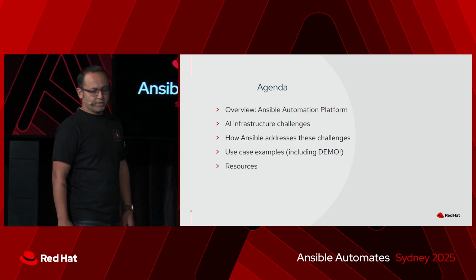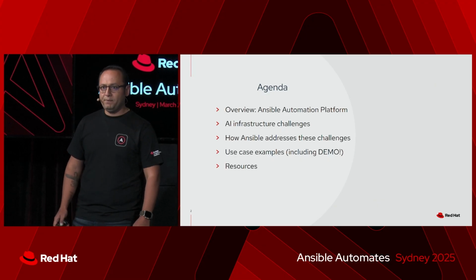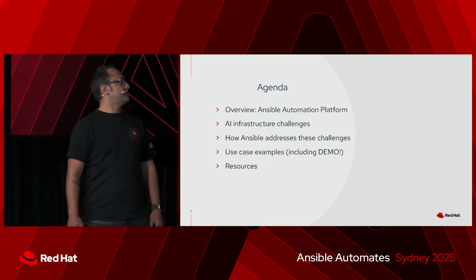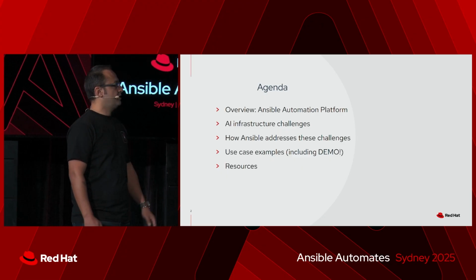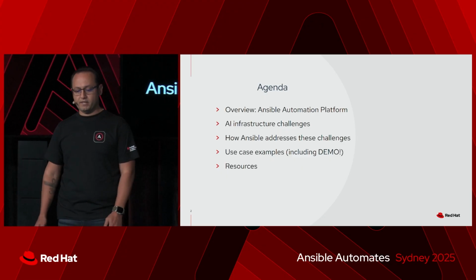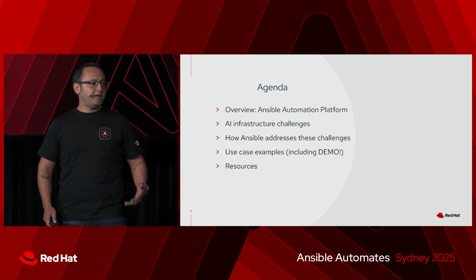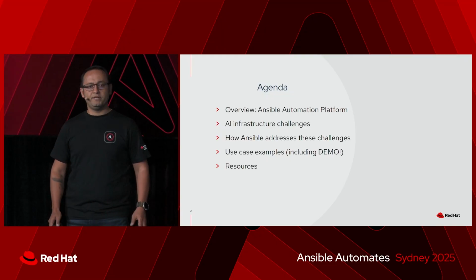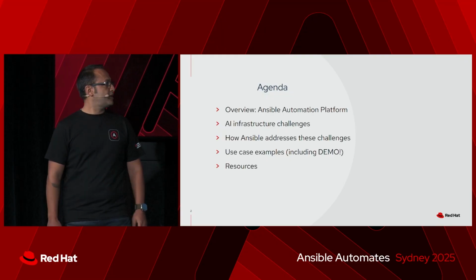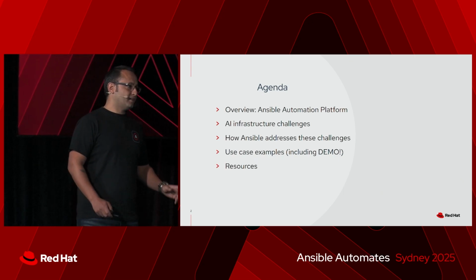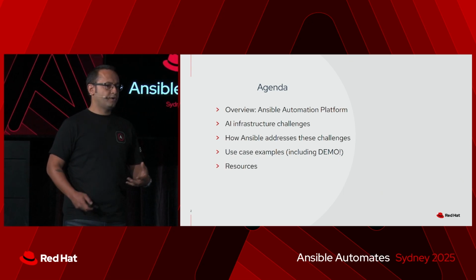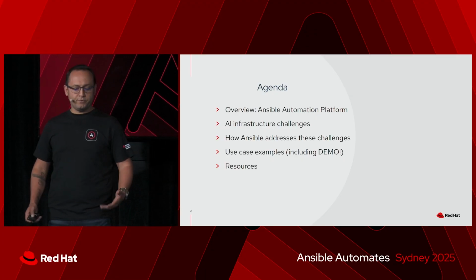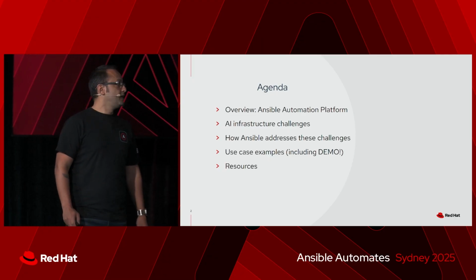What are we going to discuss today? We're going to talk about a quick overview of AAP, or Ansible Automation Platform. We're going to talk about the challenges that organizations have in adopting and managing their AI infrastructure, and how Ansible and AAP are best placed to address those challenges. We're going to dive deeper into the different use cases, including a demo, and talk about the practical implementations of it, and then end up with a quick recap and the resources to continue your AI journey.